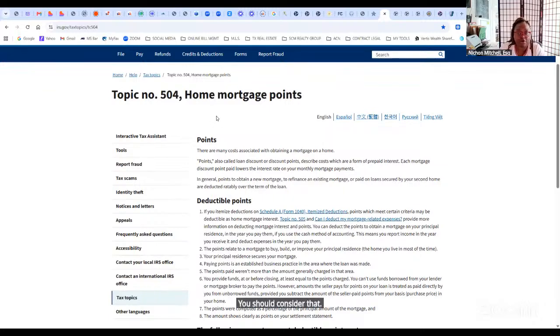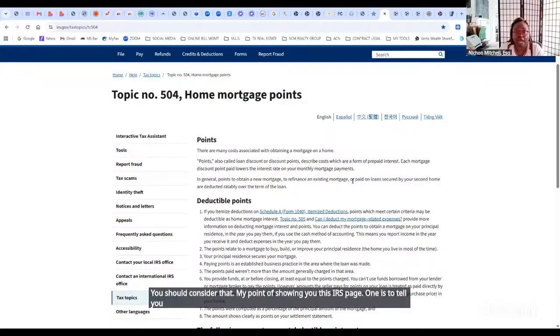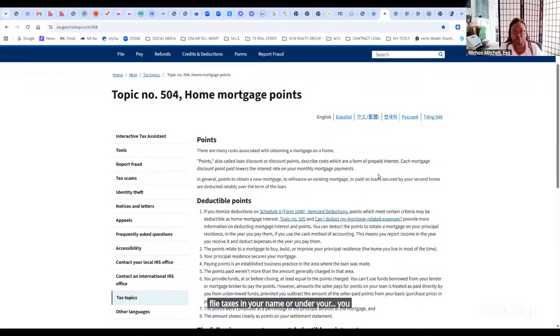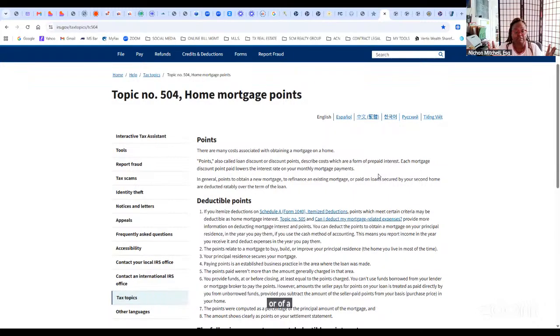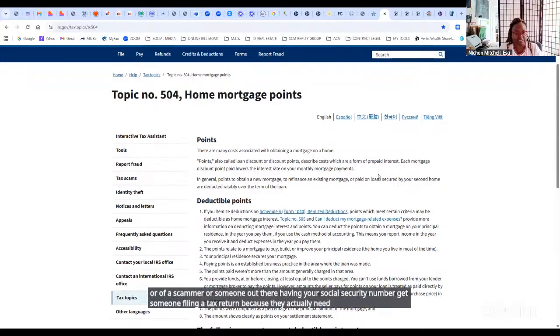My point of showing you this IRS page, one, is to tell you, like I said, make sure you get an IRS account, set it up. The other thing is if you have an IRS account, it makes it harder for people to file taxes in your name. You can actually put a feature on there where a code is needed to file your tax return. That'll keep all these instances I hear of the baby mama or the baby daddy filing a tax return when they shouldn't, or a scammer who has your social security number filing a tax return, because they actually need a code to file it. So that part is on there.